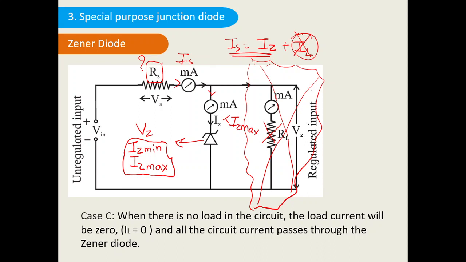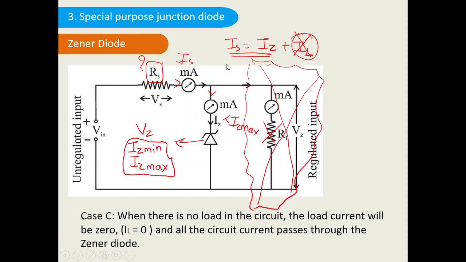So Rs should be selected in such a way that the current through the Zener diode is limited to the maximum value of the Zener diode. If it exceeds the maximum value, the Zener diode is going to get damaged. Okay, so this is case C of the Zener diode, right?